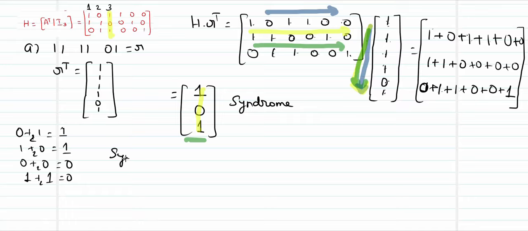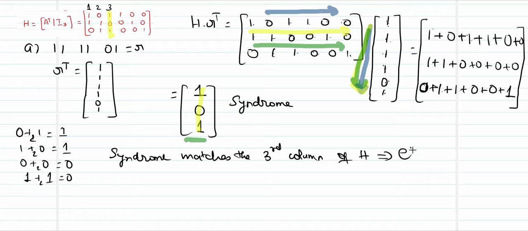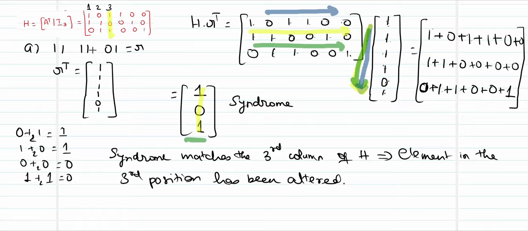So your syndrome now matches the third column of your H. This means the element in the third position has been altered. So what is going to be my word? Our received word is 1 1 1 1 0 1. What is the element in the third position? Element 1 2 3. So this is going to be the position. So the element in this position has been altered.